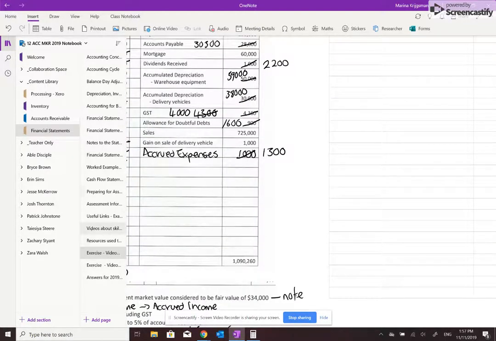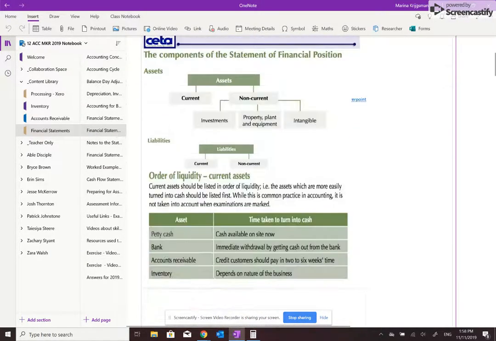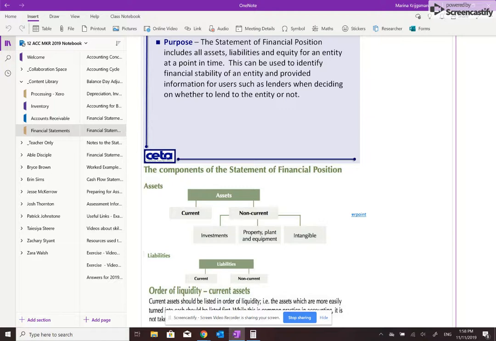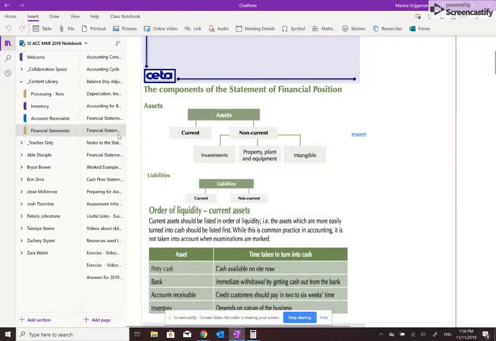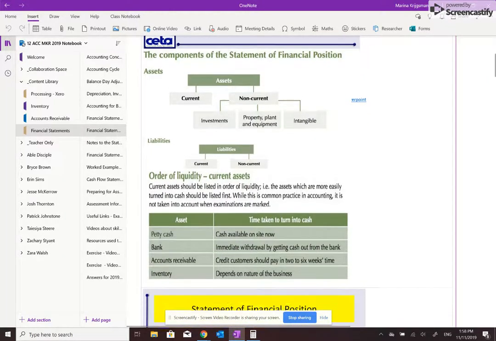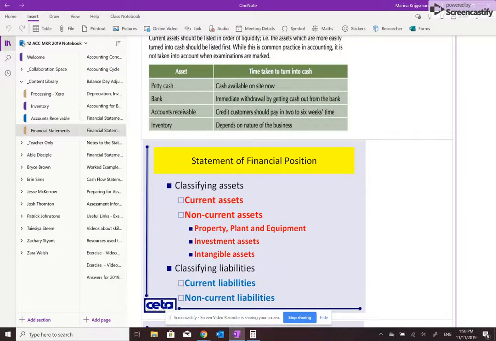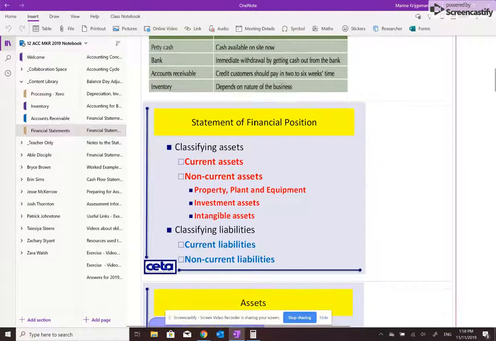Now, in your notes, in module 2, you have the framework of your statement of financial position. Basically it's our assets divided into current and non-current. So current are assets that are going to be turned into cash within a year, things like our petty cash, our bank and accounts receivable. Our non-current assets we're going to have for a bit longer. So that's our property, plant and equipment, investment assets like shares, and intangible assets. And we usually get things like goodwill or patents.